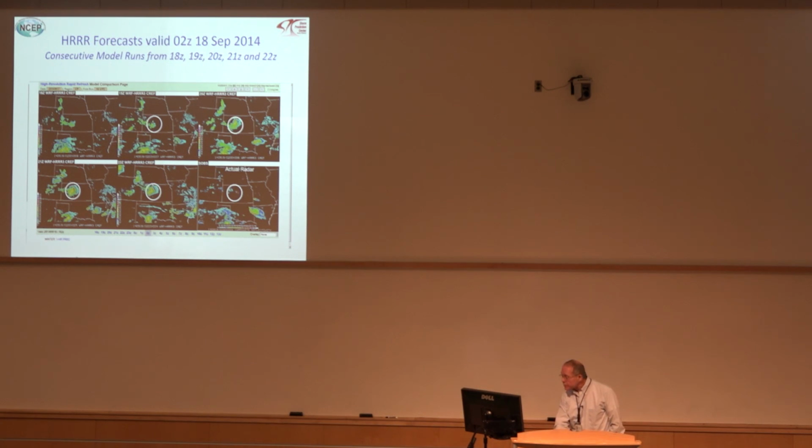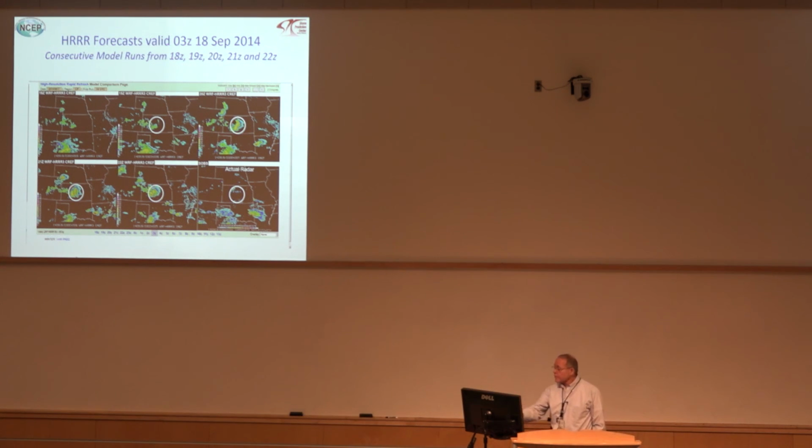If we move out to 2Z and 3Z, just within a few hours, every run of the HRRR keeps wanting to produce the same thing. And it's not correct. So while it's giving us short-term forecast information on convective storms, it's giving us consistent information, but consistently incorrect information. We have to be careful, even with models such as this, which on many occasions can give us very useful information, but not always.